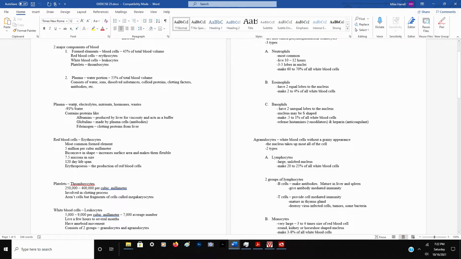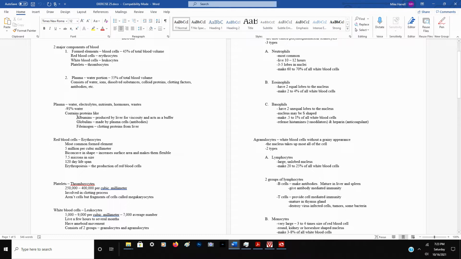So looking a little closer at the plasma right there, again, water, electrolytes, nutrients, hormones, waste are all things you'll see in it, plus much more. As we said, about 91 to 92% of it ought to be water. And there's countless numbers of proteins. Now those proteins come in three big categories: albumins, globulins, and fibrinogen.